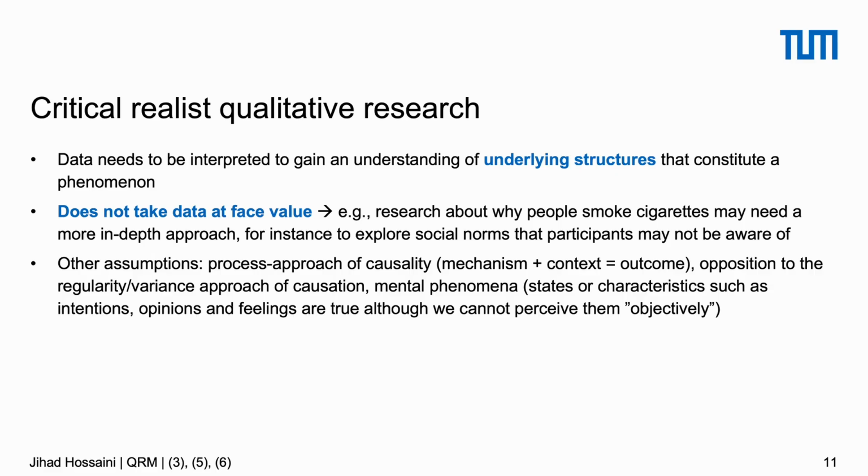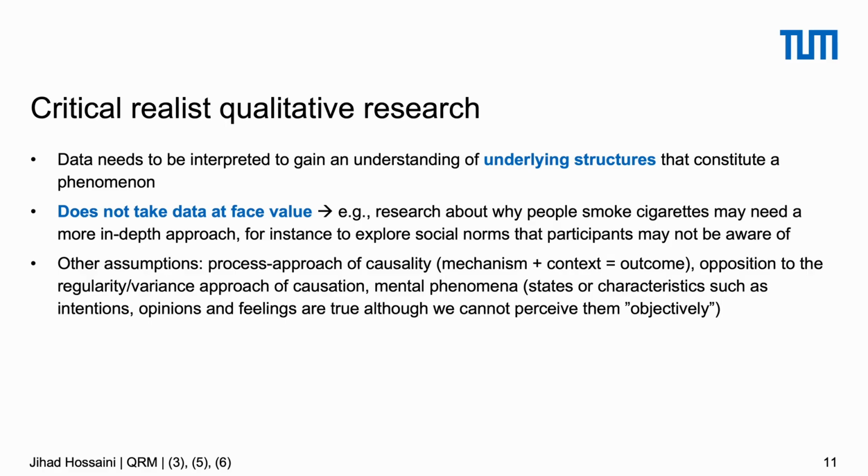In critical realist qualitative research, what we will focus on is underlying structures. Again, it's mechanisms, processes, things like this. And similar to constructionist research, it won't assume that the data that we have represents a direct truth, but it will ask the data, like, in this specific context, why did I get this kind of data?